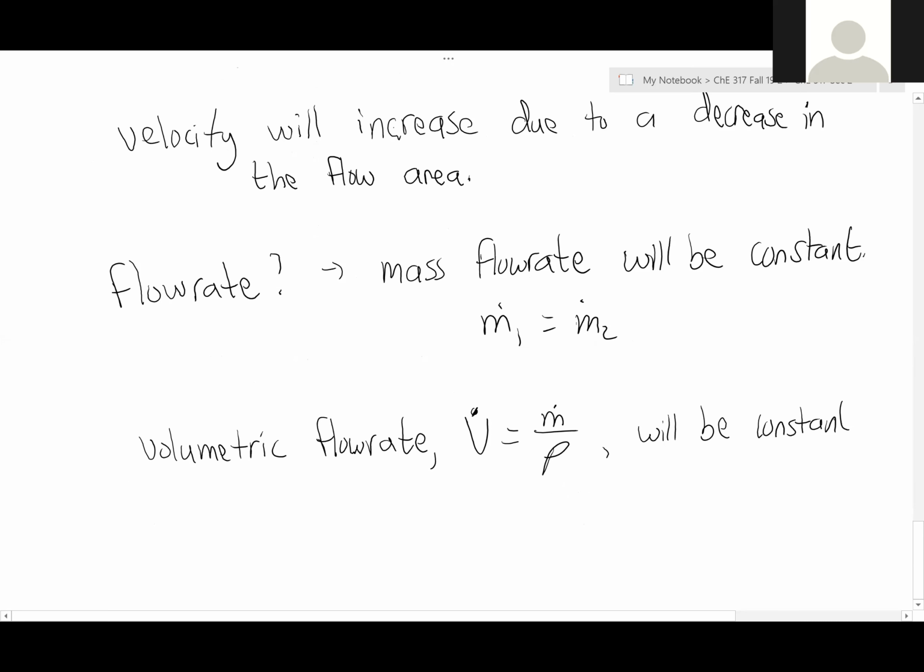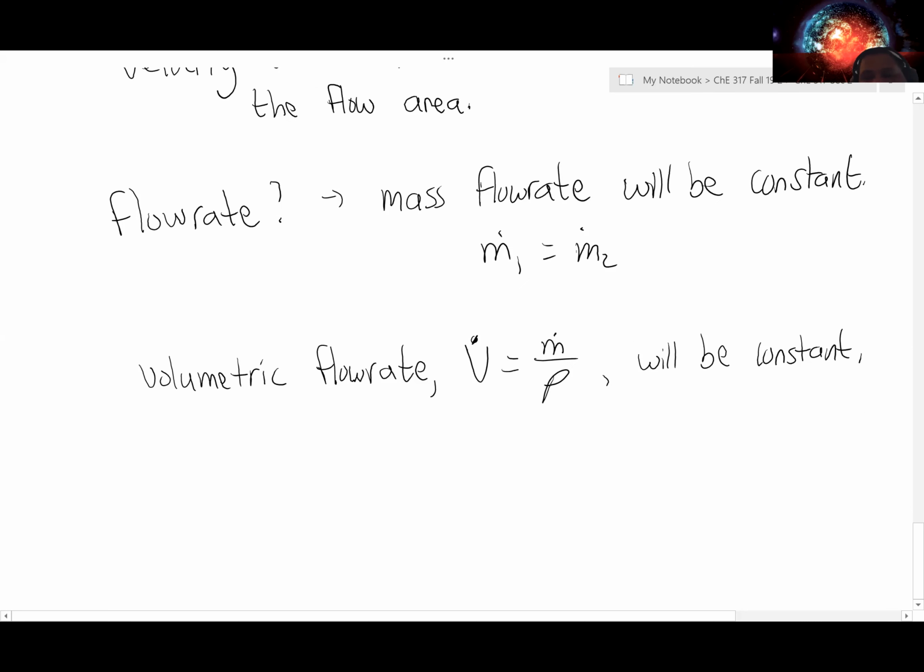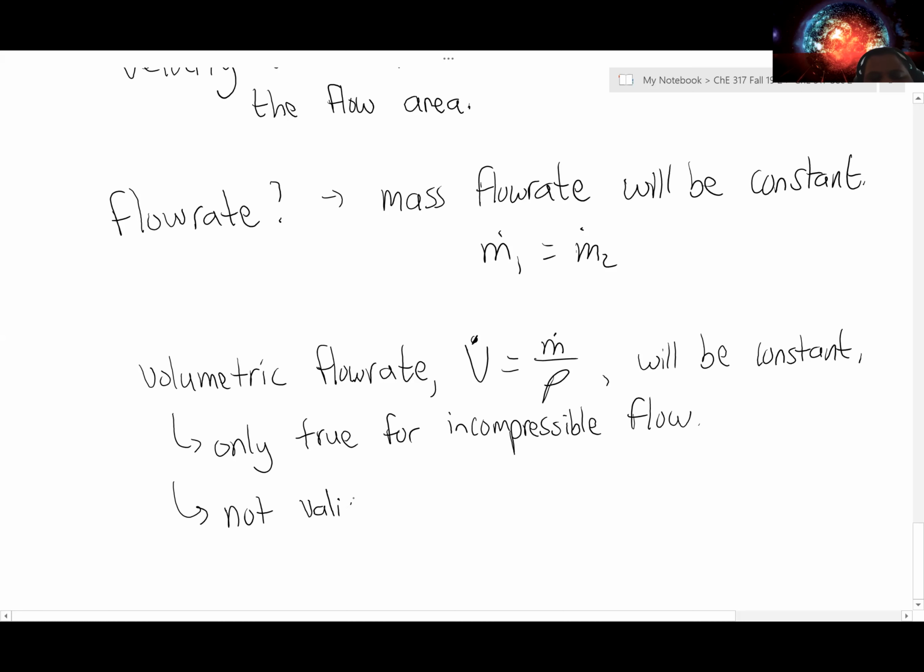And that's only because it's incompressible, right? Exactly. This is only true for incompressible flow. This is not valid for compressible flow. And we'll take a look at why here in a second.